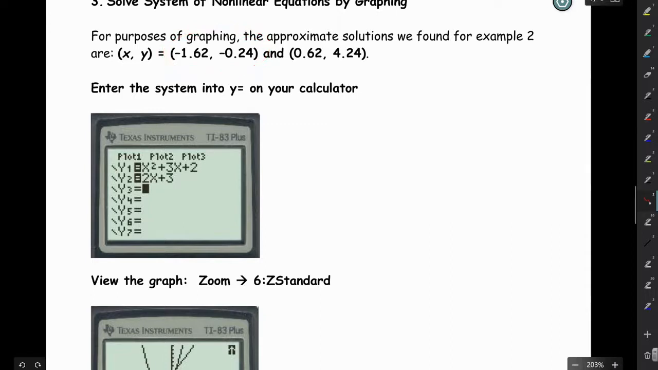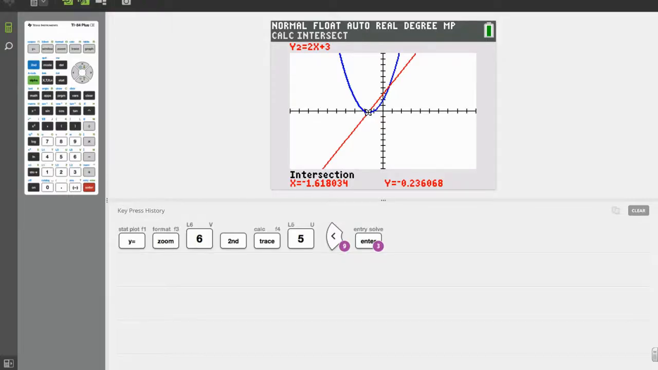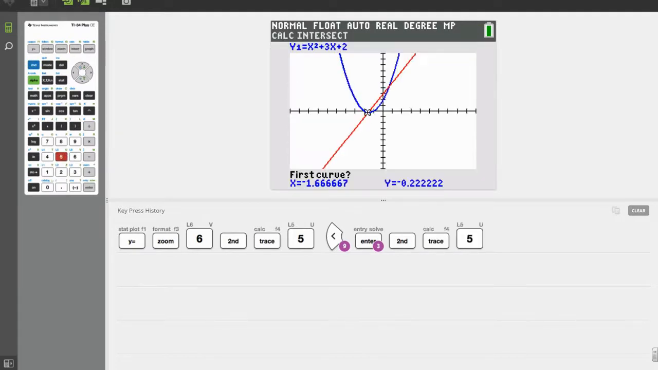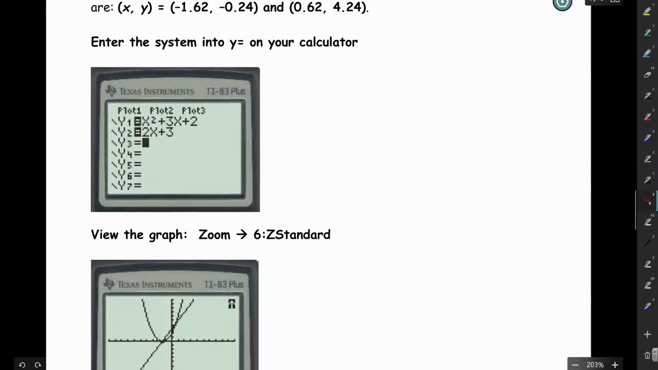All right, now let's check the other intersection. Second trace, number 5. And again, we're just going to move our spider near the intersection we want to find. Hit enter, hit enter, hit enter. And we get 0.62, 4.24, which is this one.